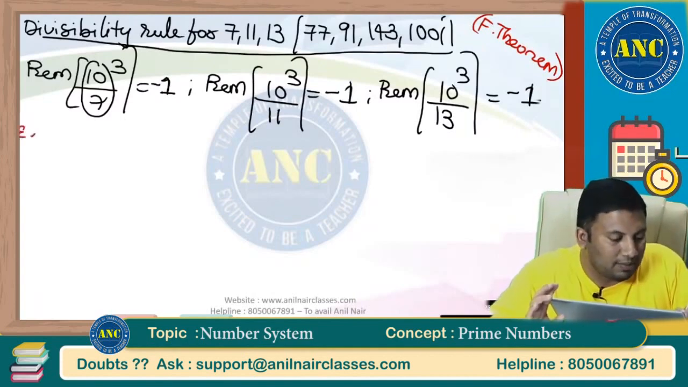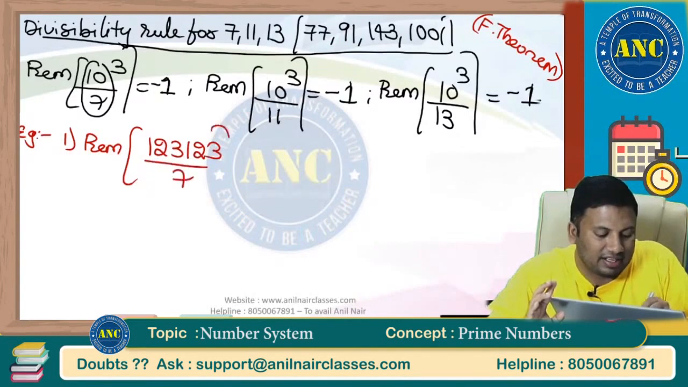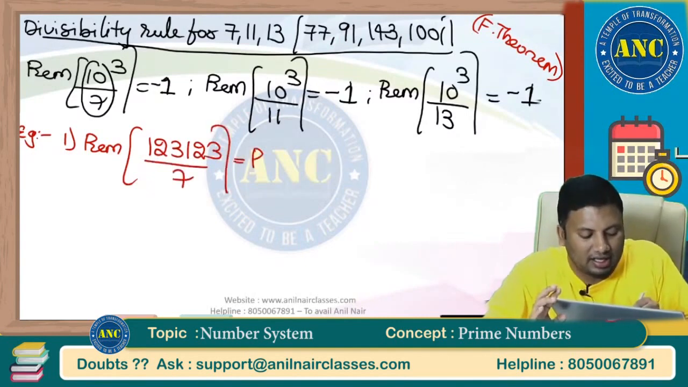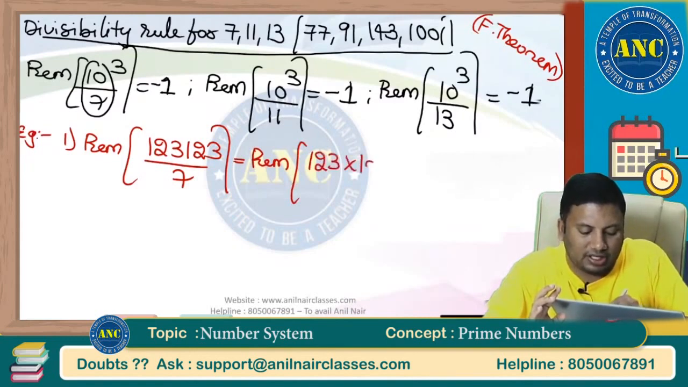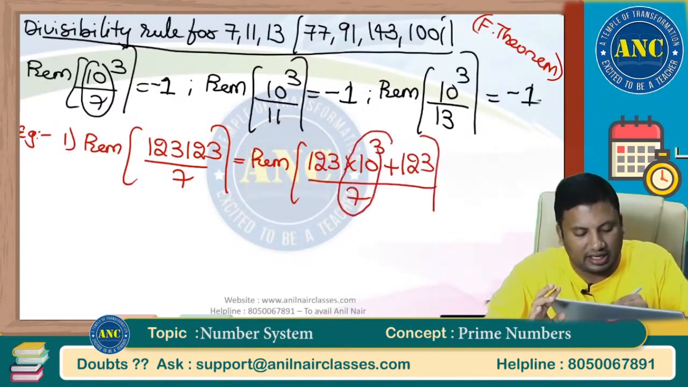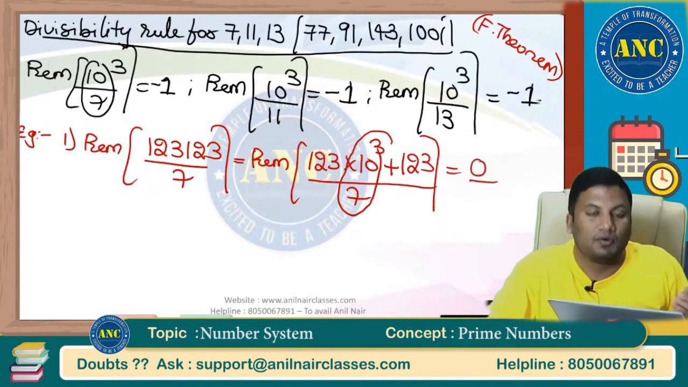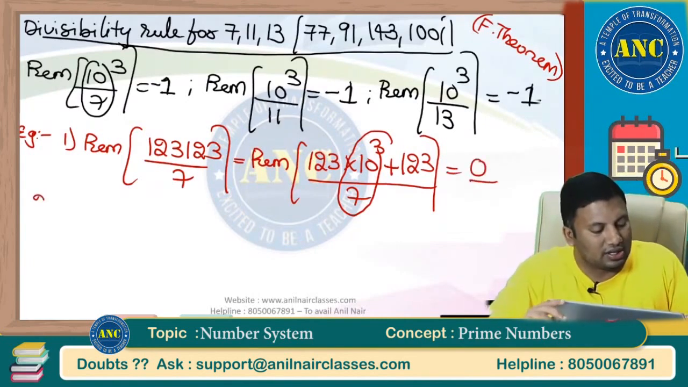Now, one simple example. First one, remainder when 1, 2, 3, 1, 2, 3 is divided by 7. This is nothing but remainder of 123 plus 10 cube times 123, divided by 7. 10 cube by 7 is minus 1. So minus 123 plus 123. What is the answer? 0.